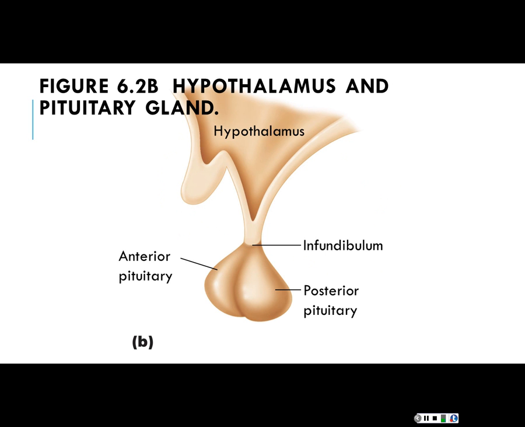So we're going to zoom in and look at how the hypothalamus and the pituitary gland work together. So in this next image, figure 6.2b, is kind of zooming in, looking at this relationship. So I'm going to point out a couple of things. The hypothalamus is, what type of cells are in the hypothalamus?